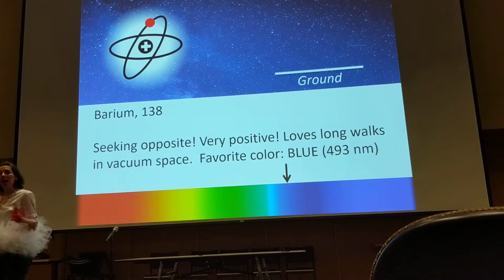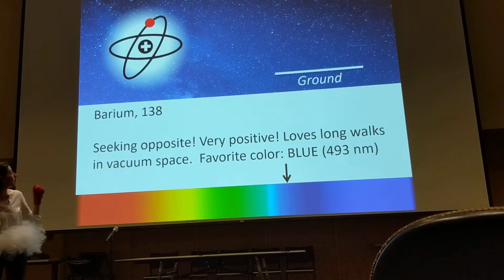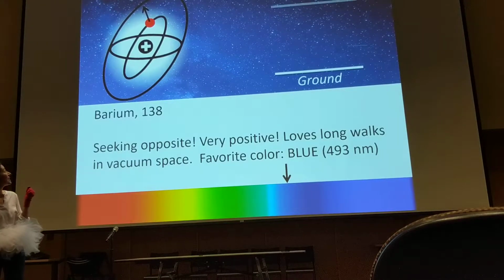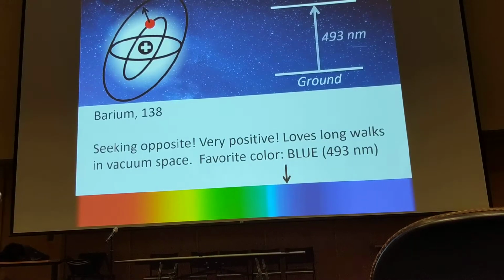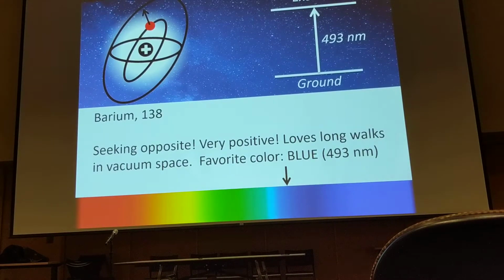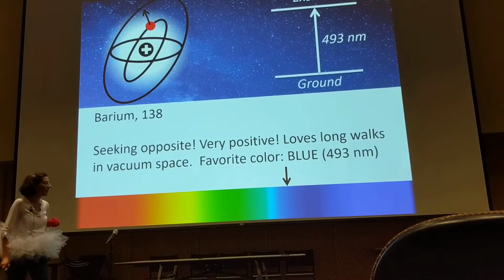So typically, this electron is floating around in the ground state. But there's another state up there that the electron can jump to called the excited state. And the energy difference between the ground and the excited state happens to be 493 nanometers, which is right about there on the visible spectrum.